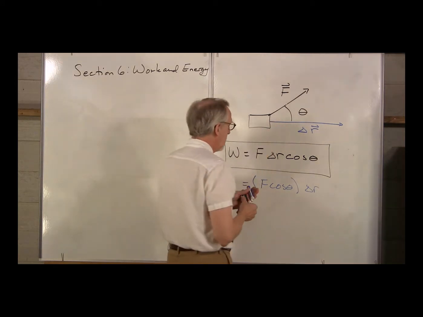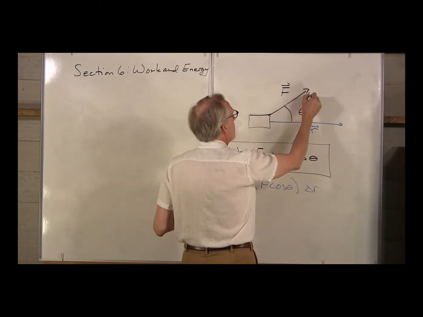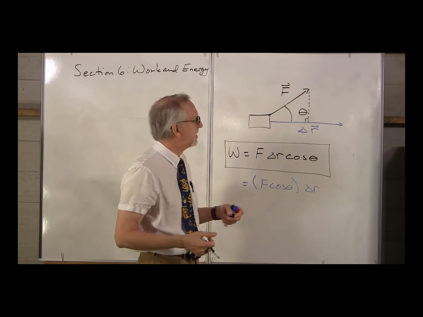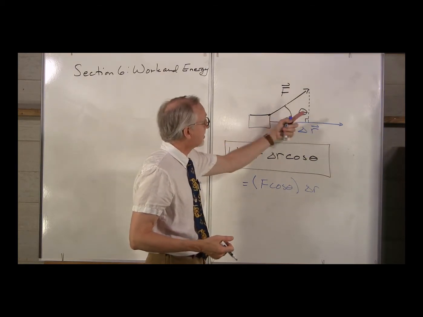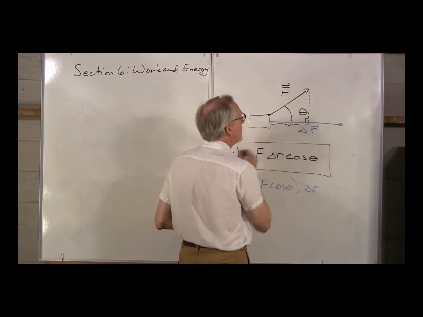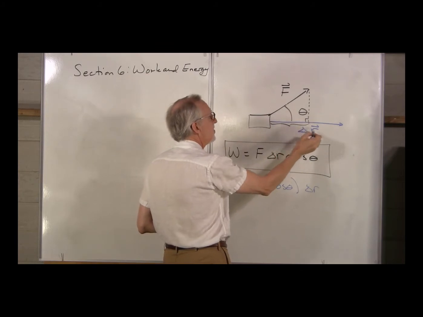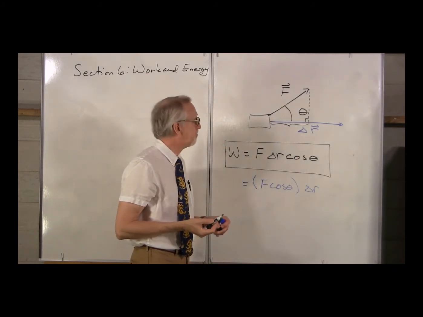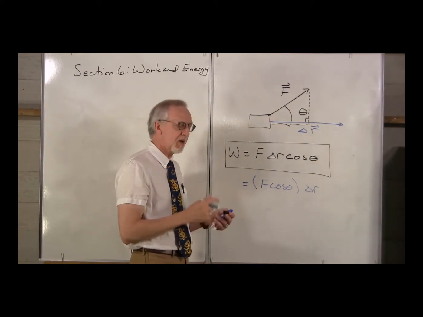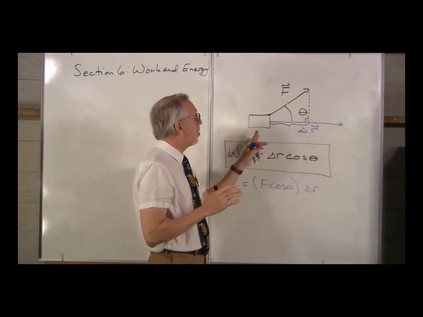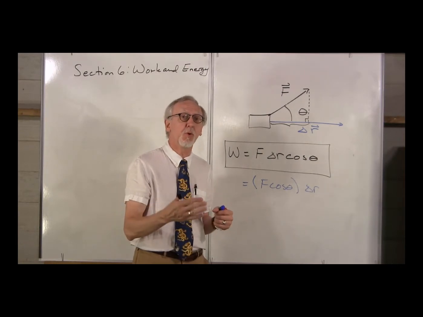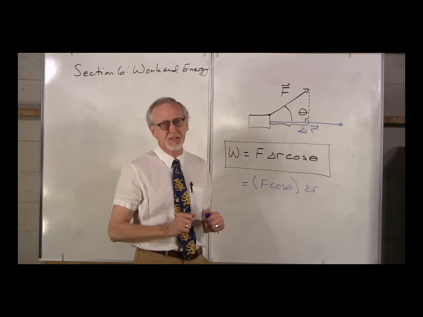Well, if we come up here to our diagram and we decompose, in other words, we make F into its components, one component along delta R, one component perpendicular to delta R, F cos theta would be this side down here, the side of F that is along delta R. So F cos theta is the component of F along delta R. In other words, the only part of a force that contributes to the work done is the part of the force in the same direction as the displacement.